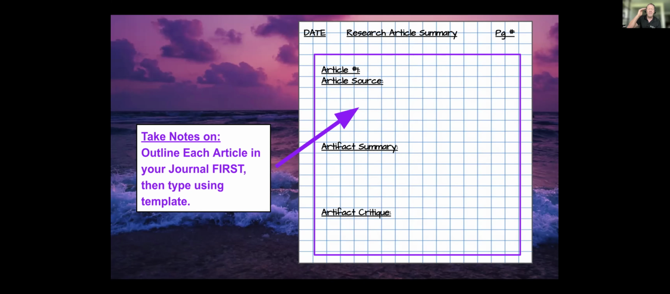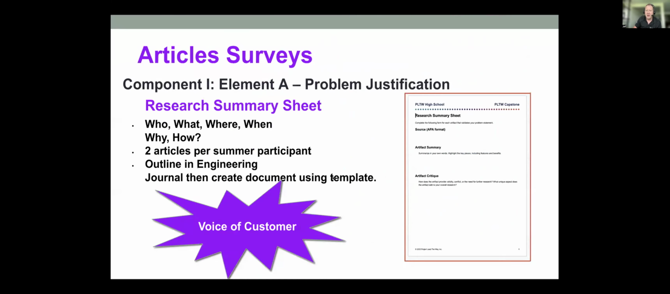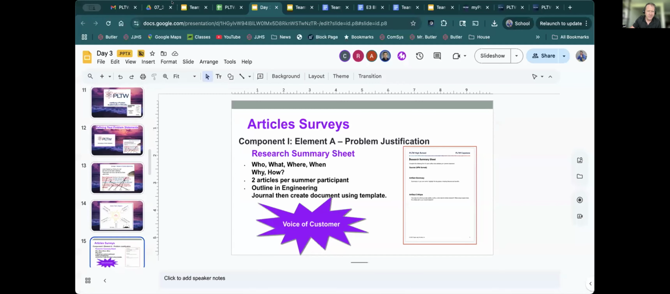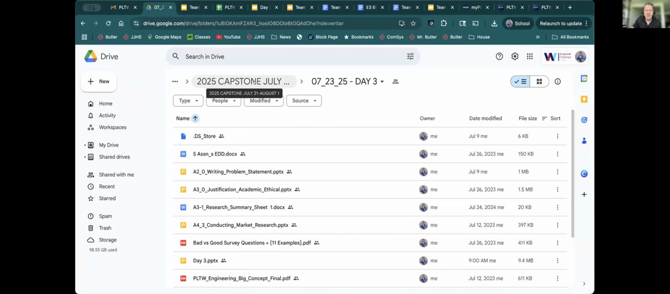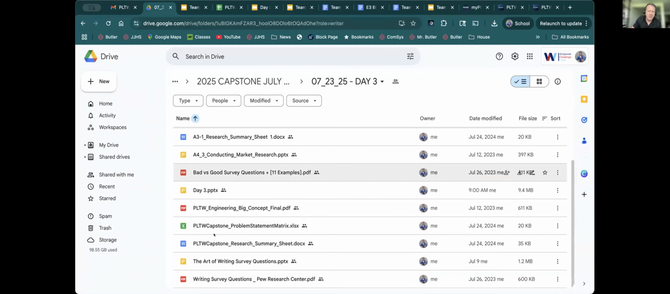But again, because I want them from their brain in their journal, they're just going to outline this in their journal first. Then after, they're going to type it up on the research article sheet. And in case you can't find a copy of those sheets in the E3 system, we put those inside the day 3 folder.